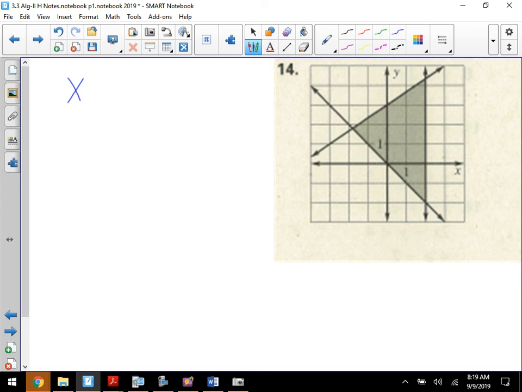X is less than or equal to 2. Very good. It's moving back. Less than or equal to 2. Now the other one I'm going to write them. A lot of times it's easier for us to write equations in slope-intercept form instead of trying to figure out what it is in standard form. Even though graphing standard form is easier, writing in slope-intercept isn't so bad.